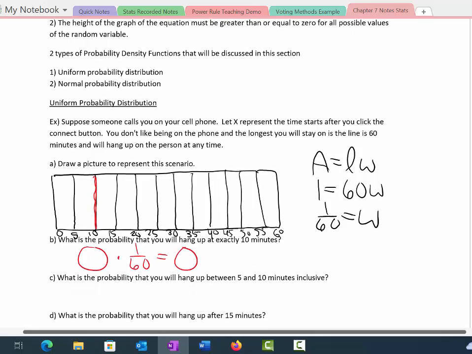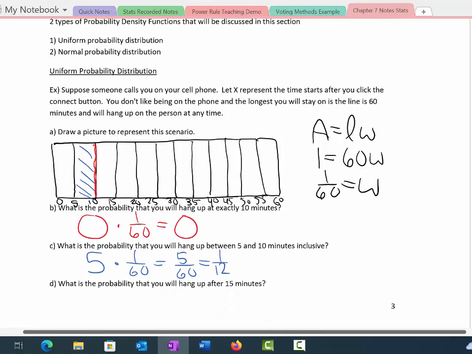Part C, what is the probability that you will hang up between 5 and 10 minutes inclusive? Well, that's this particular region. So the length, 10 minus 5, that's 5. Width is 1 over 60. That's 5 over 60. That's 1 over 12.